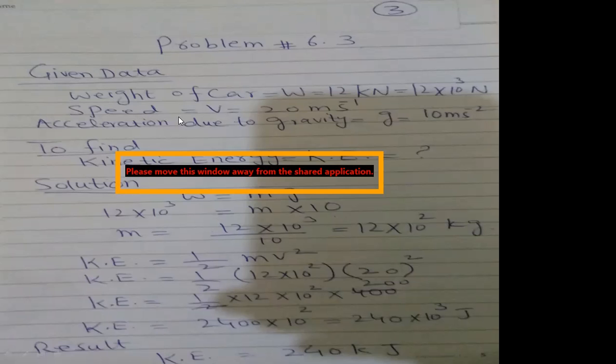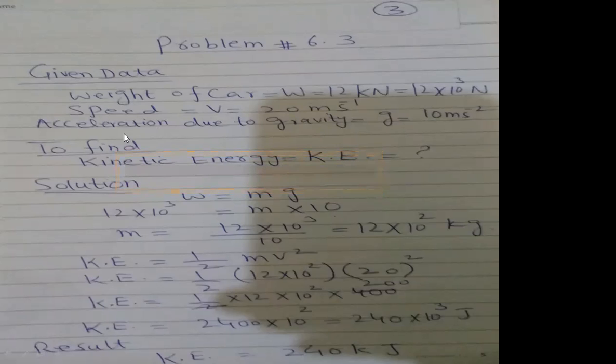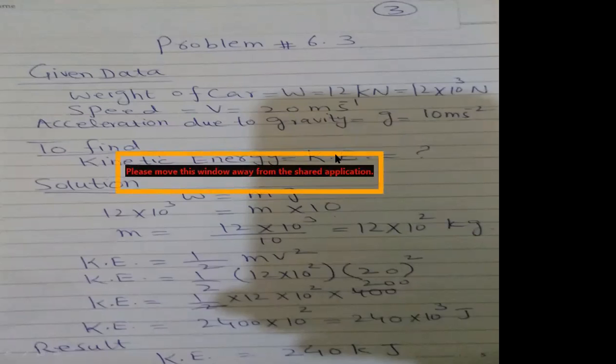Speed is also given to me, which is v is equal to 20 meter per second. Acceleration due to gravity is not given, but you should know it by heart. The value of acceleration due to gravity is g is equal to 10 meter per second square. In this numerical, we are asked to find out kinetic energy, and kinetic energy is denoted with the letters KE. K means kinetic energy.